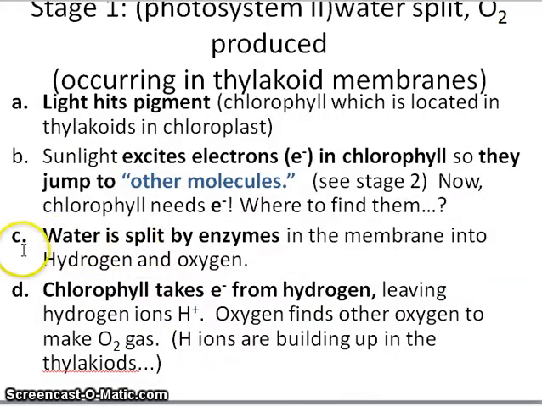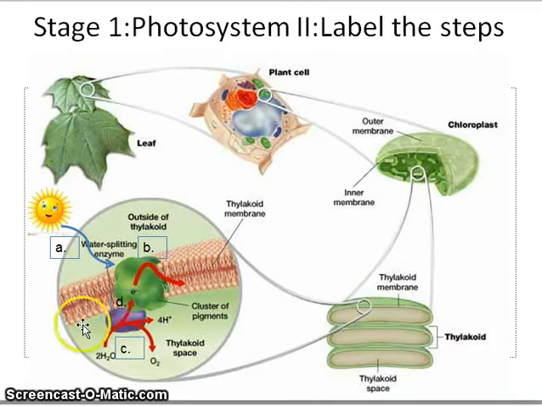So we go back to C. Water is split by water-splitting enzymes, and that's all we call them, is enzymes that split water in the membrane into hydrogen and oxygen. Now, where do we get water? We get water from the roots, up the trunk or the stem, out to the leaves. So here's water coming in. You're going to label this C because this is what we're talking about. Water gets split by this purple enzyme here. It's a water-splitting enzyme. It gets split into hydrogen and oxygen.